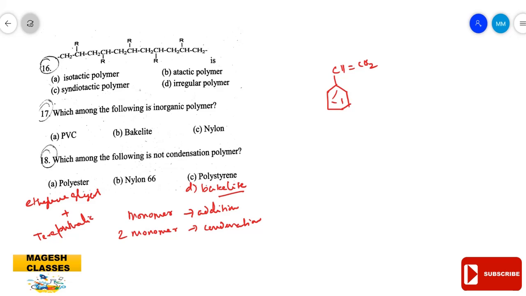And so, which is not a condensation polymer? Polystyrene is not a condensation polymer. It is the addition polymer because it involves only one monomer. Others are condensation polymers because they involve two different monomers. Here ethylene glycol and terephthalate, nylon 6,6, two different monomers, and Bakelite, two different monomers. So your answer is C.